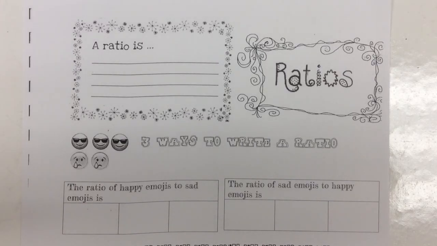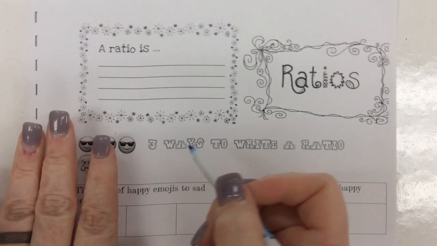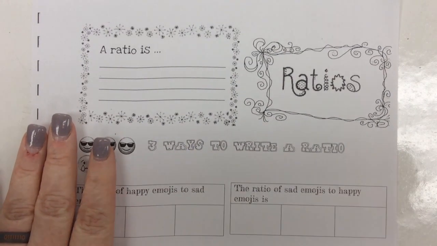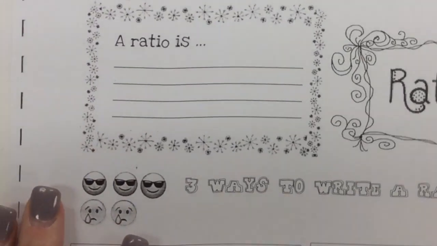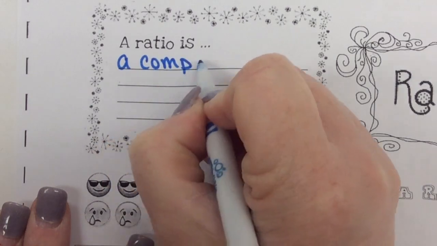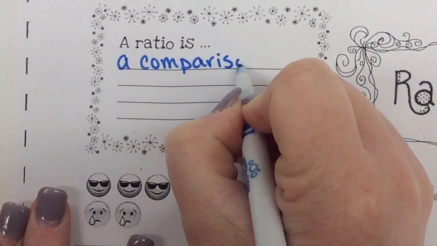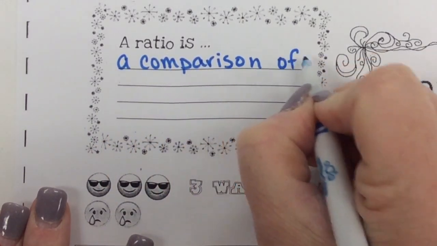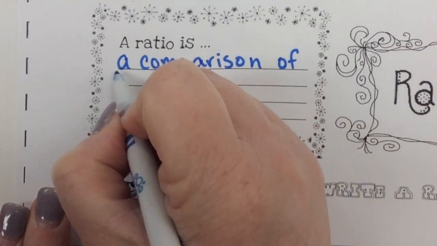We are beginning the next page in our notes here. It is ratios. Okay, so we don't call it radio, it's ratio. First thing we need to know about a ratio is the definition. A ratio is a comparison of two things. But they need to be two things that are related somehow.